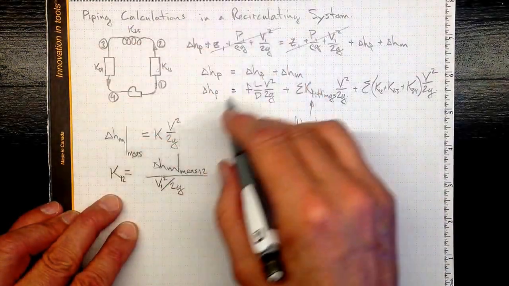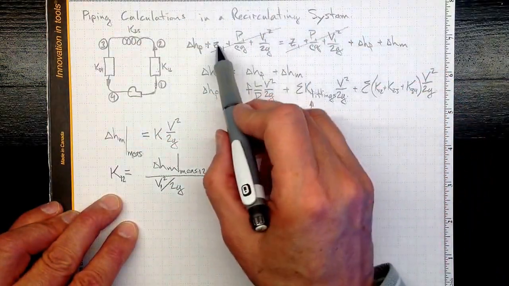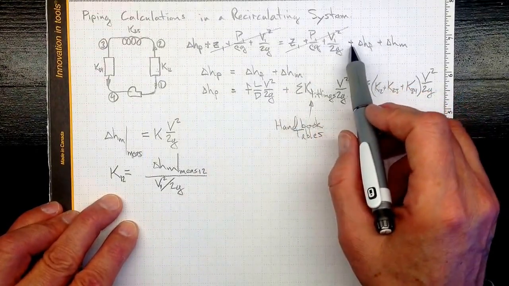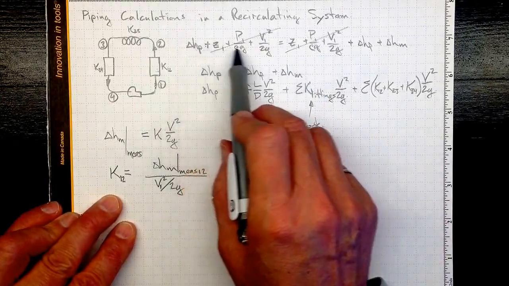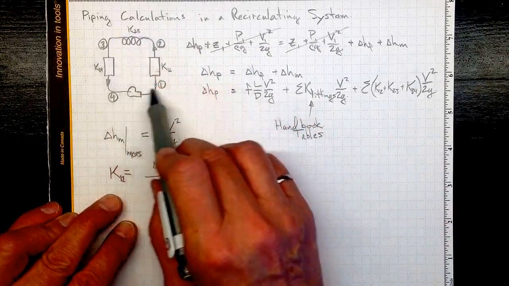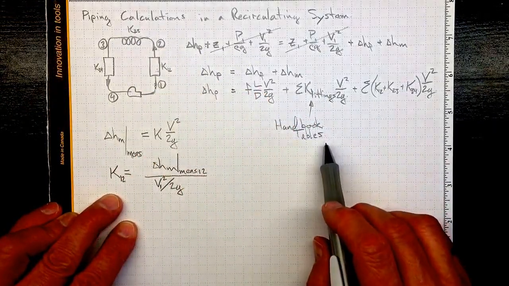So that's how we do piping calculations on a recirculating system. All of the Bernoulli terms fall out of the equation, but it's good to write it down anyway, just to keep ourselves honest and remind ourselves that we are balancing energy as we go around the loop with the recirculation.